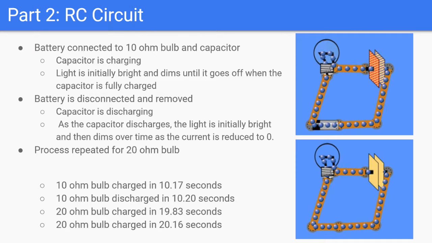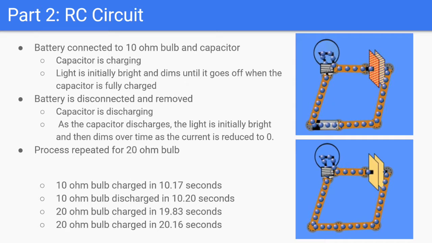Part 2 of the lab examined RC circuits with capacitors. First, I created a circuit with a battery connected to a 10-ohm bulb and a capacitor. This circuit charged the capacitor. The light is initially bright and dims until it goes off when the capacitor is fully charged. This demonstrates that as the capacitor gains charge, the current moves slower and slower through the circuit until it stops.